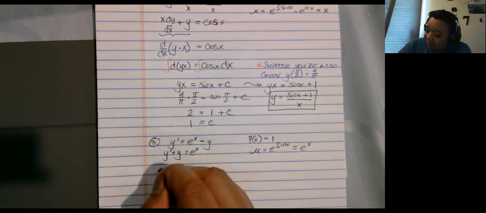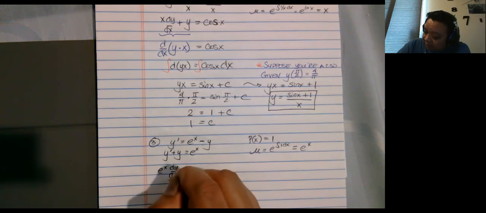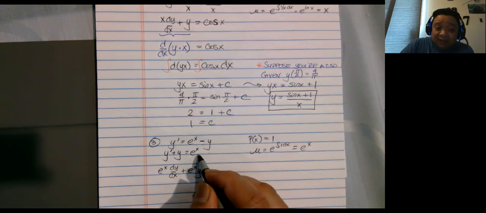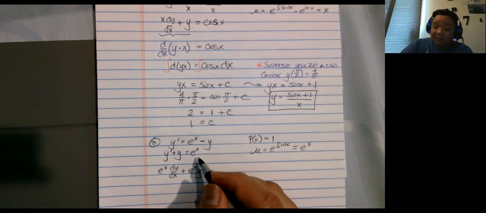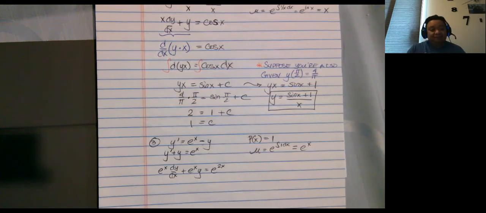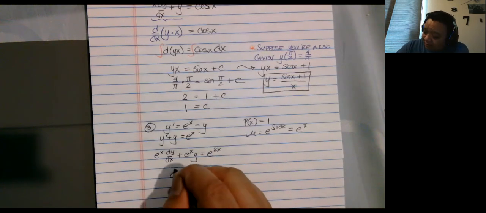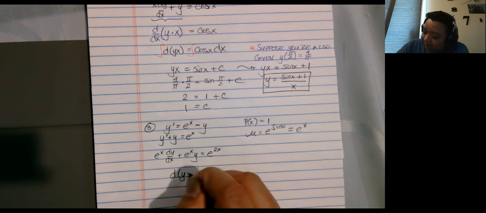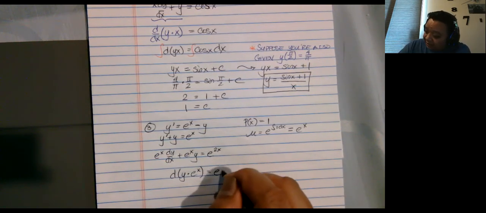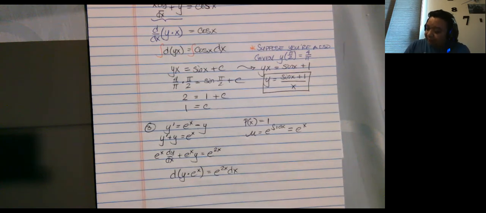And so you get e to the x dy dx plus e to the x y. And then multiply e to the x to e to the x. You have to add the exponents. So x plus x is e to the 2x. And then again, you can always skip, especially if you've gotten used to what's going to happen. So you know the left side is the derivative of y and e to the x, your integrating factor. And then the other side is just e to the 2x dx.